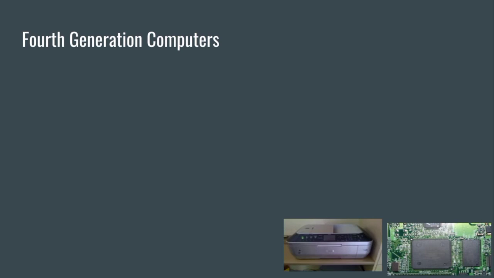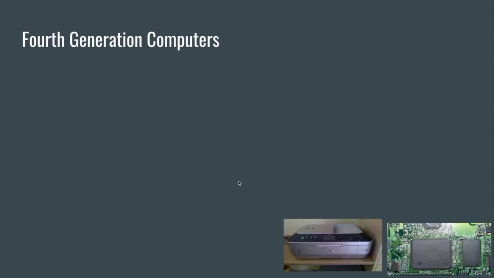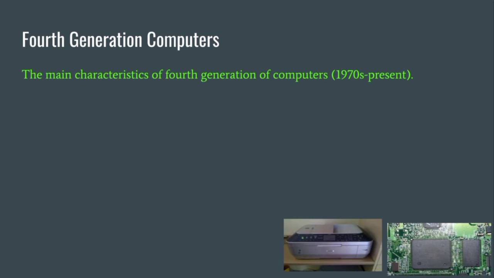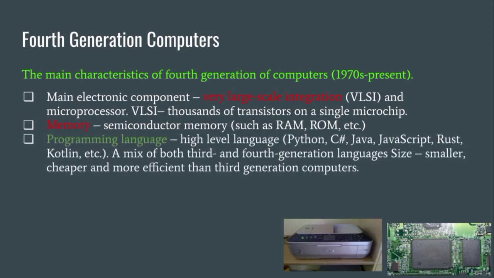Fourth generation of computers. The main characteristics of the fourth generation of computer: from the 1970s to present, the main electronic components are very large scale integration, VLSI, and the microprocessor. VLSI puts thousands of transistors on a single microchip. Memory: semiconductor memory such as RAM and ROM was produced in that generation.